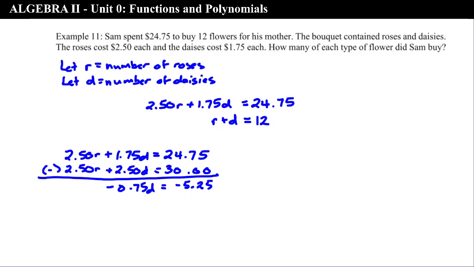Now, before we move on, let's think about this for a moment. Would you expect to have a whole number to be the answer? And the answer to that should be yes. Because remember, R is the number of roses, D is the number of daisies. We can only have a whole number of roses or daisies, okay? You're not going to be giving half of a daisy and half of a rose out or anything like that. And as it turns out, when we divide each side by negative 0.75, we get that D equals 7.